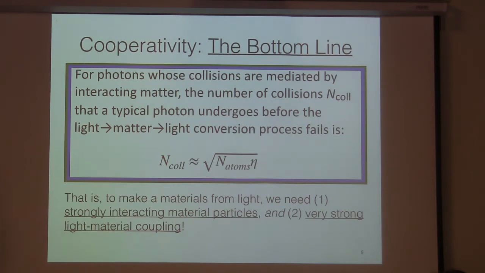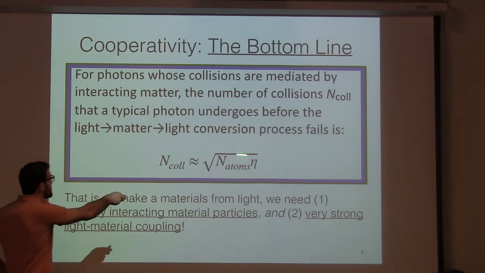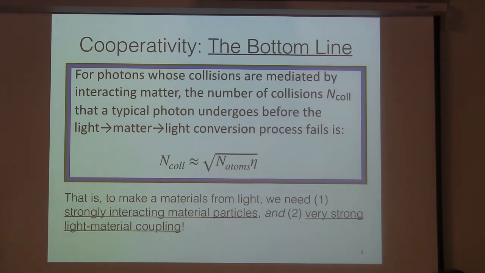Okay? So at a fundamental level, the amount of quantum dynamics that you can get out of a system made of quasi-particles, where the matter part is strongly enough interacting that that collision probability is essentially 1, is given by the light matter conversion, and this is how much you get. Okay, so the point is, we need very strongly interacting material particles and very strong light matter coupling.